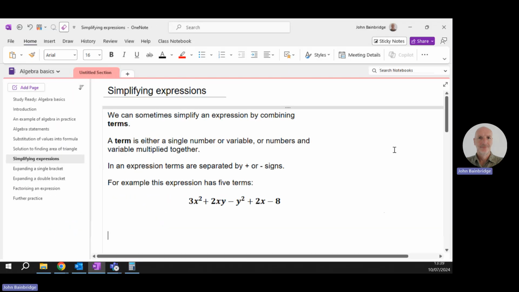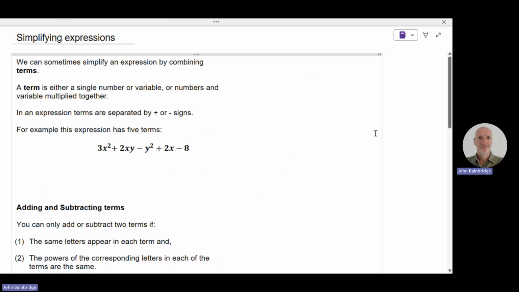All right, let's go on to simplifying expressions. So we can sometimes simplify expressions by combining terms. So what do I mean by a term? A term is either a single number or a variable, or numbers and variables which have been multiplied together, and they're separated by pluses and minuses. It makes it sound more difficult than it is really when you look at it.